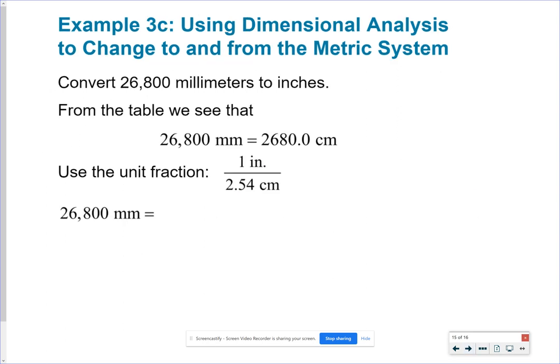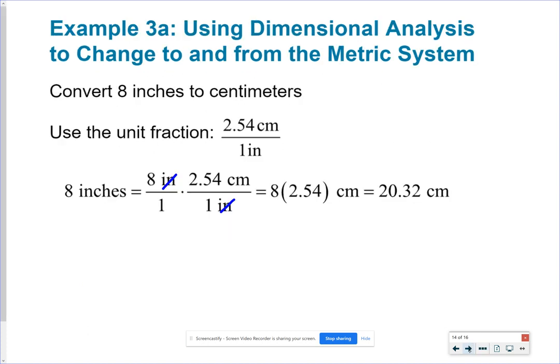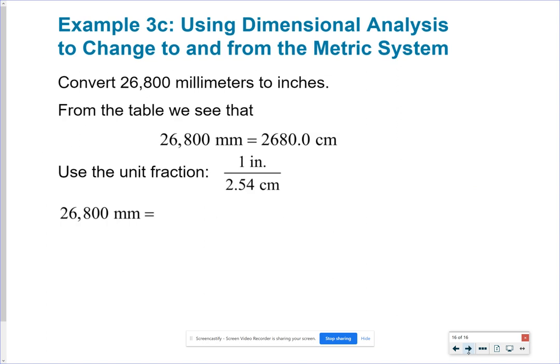Okay, next example. We're going to convert 26,800 millimeters to inches. So first thing we're going to do: in the last table I gave you, I don't have a relationship between millimeters and inches. So I'm going to, first of all, change my millimeters to centimeters. Use the conversion to get from 26,800 millimeters to 2,680 centimeters by just moving that decimal point one place this way, all right?